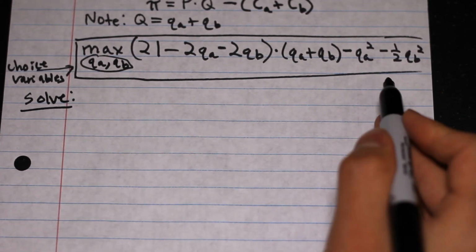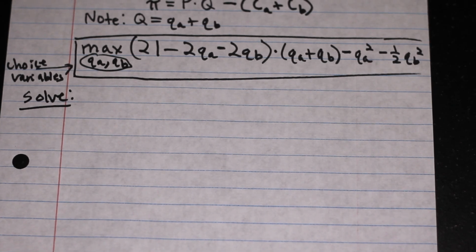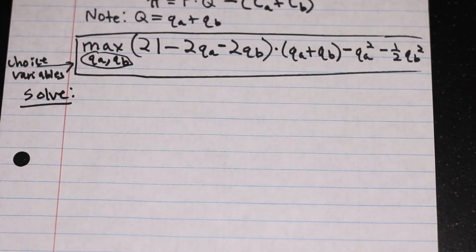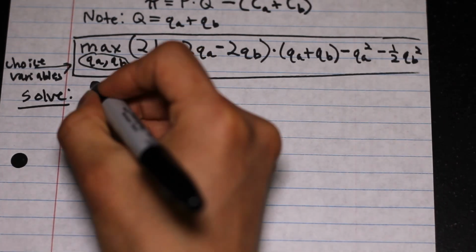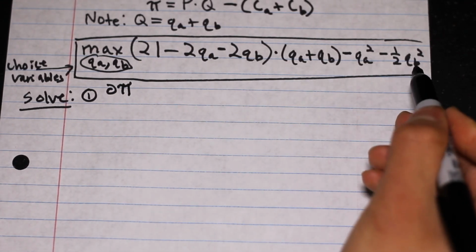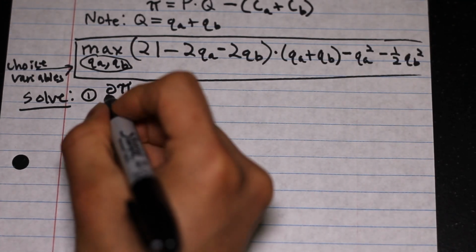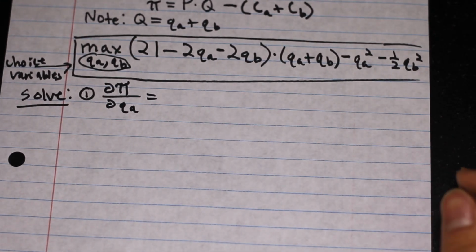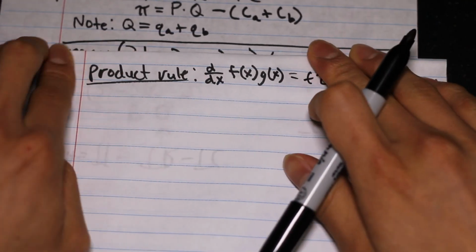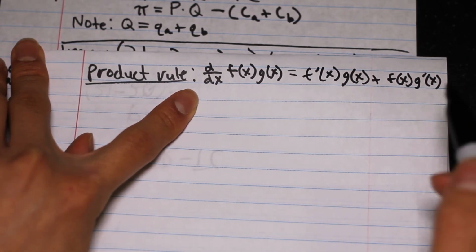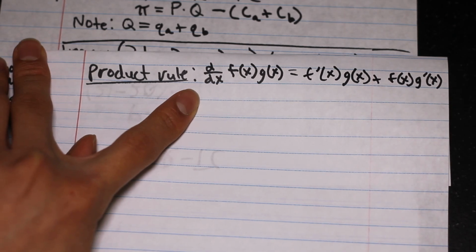So, to maximize any equation, we need first order conditions, which means we take the derivative with respect to the choice variables, QA and QB, and set it equal to 0. So for the first equation, we are going to take the derivative of profit. Remember, this whole thing is profit of the firm, of the cartel. Let's take the derivative with respect to QA. And remember the product rule. Product rule says to take the derivative of two equations, we take the derivative of the first multiplied by the second plus the first times the derivative of the second.